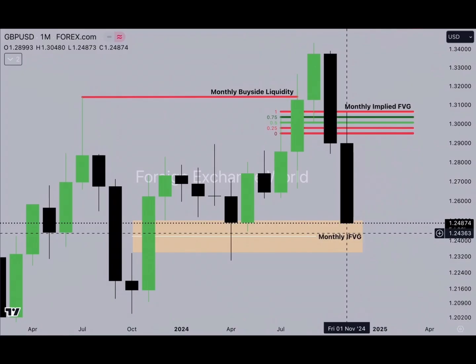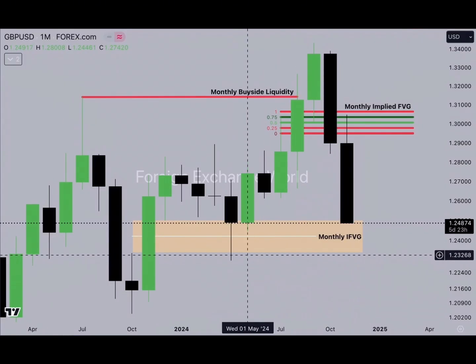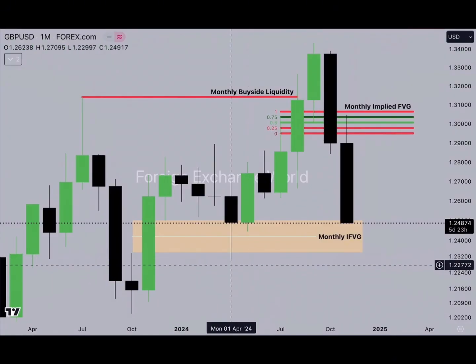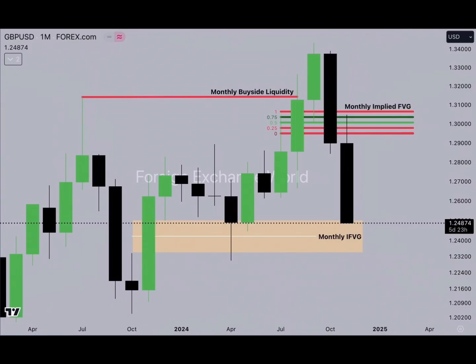Right now it's time to look at it closely, because we don't know whether it will close below the monthly inversion fair value gap. But if it ever closes below it, I will be anticipating lower prices to this swing low right here, which will be our next liquidity, sell side liquidity. Then this other liquidity right here, which will be the 2nd of October 2023. Now let's go down to a lower chart.